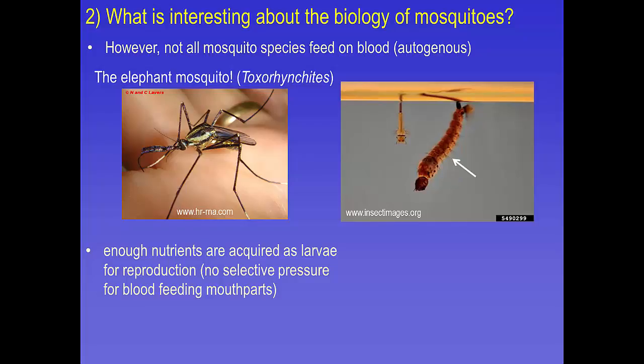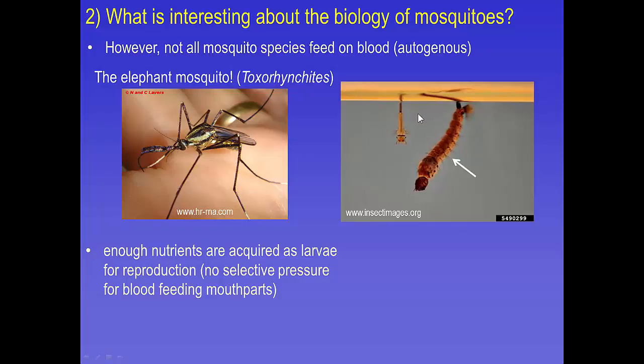Now, these types of mosquitoes that do not require a blood meal to reproduce are referred to as autogenous, in contrast to anautogenous. And probably the best known example of an autogenous mosquito is the elephant mosquito, also known as Toxorhynchites. As its name suggests, the elephant mosquito is one of the largest mosquito species on Earth. Its body length can exceed 7 millimeters, and the fourth instar larvae of this species can exceed 2 centimeters in body length. So these are quite sizable mosquitoes.